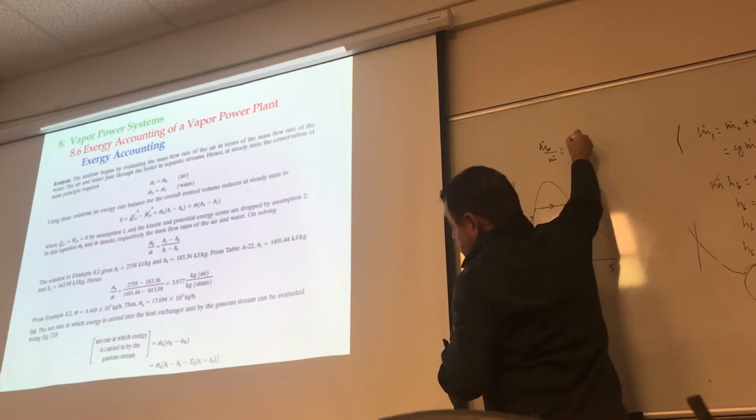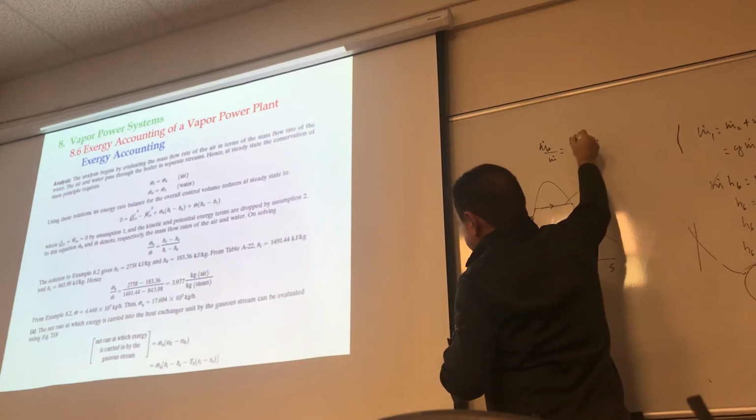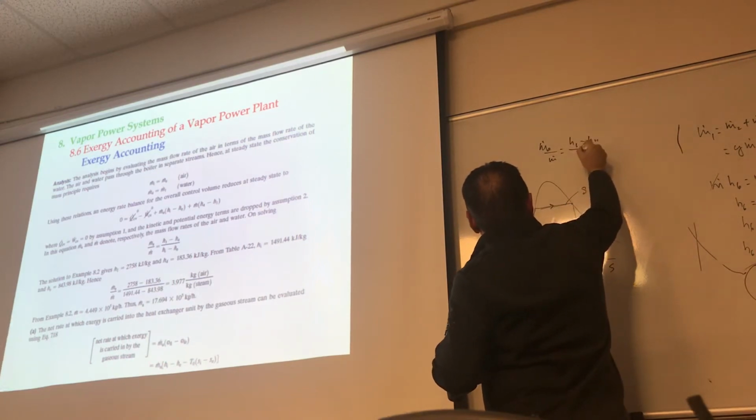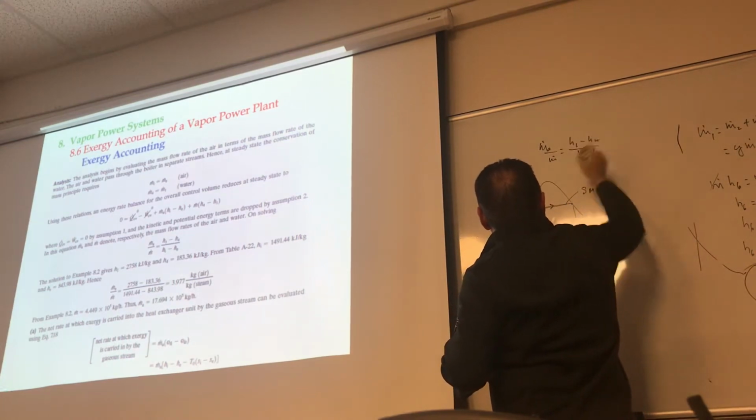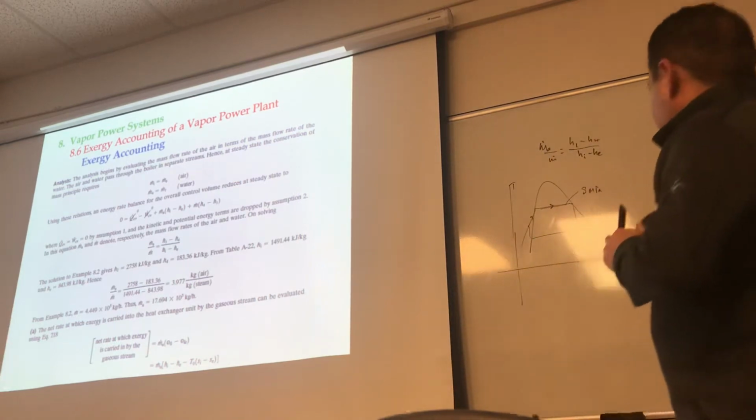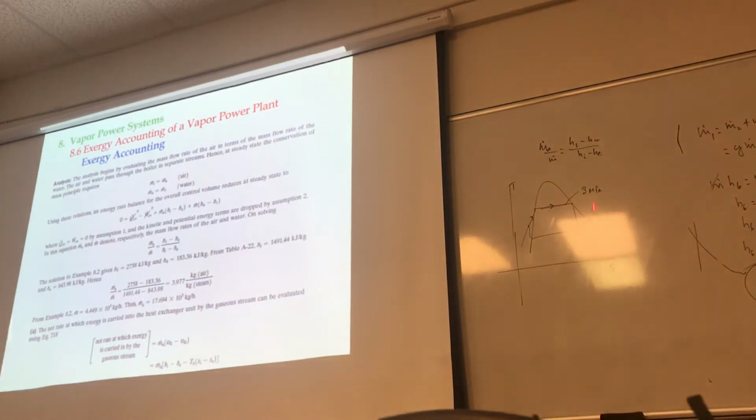m dot a over m dot w is equal to h1 minus h4 divided by hi minus h exit. Can you tell me why? Where the heck does this equation come from?